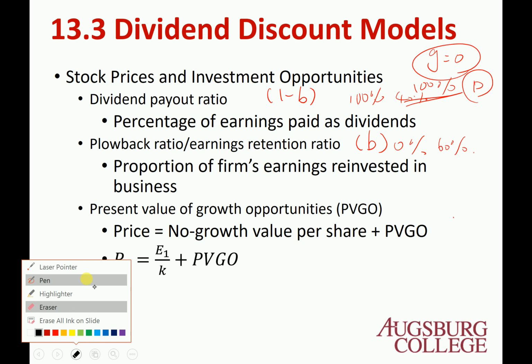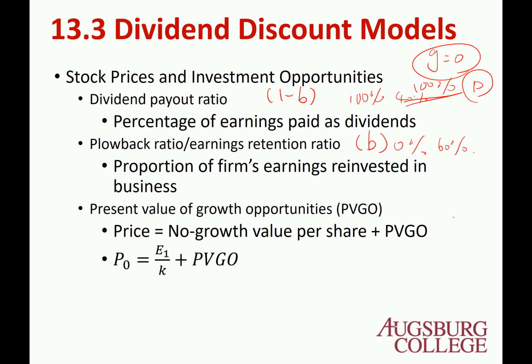Again, suppose we have two different types of company. One company has no growth, with expected earnings of $5, and K is 12.5%. And no growth means that G equals 0, so you pay everything out, so the plowback ratio is 0%. Then the price of this stock is 5 divided by 0.125, which is $40. So without growth, without any retention, the price will be $40.